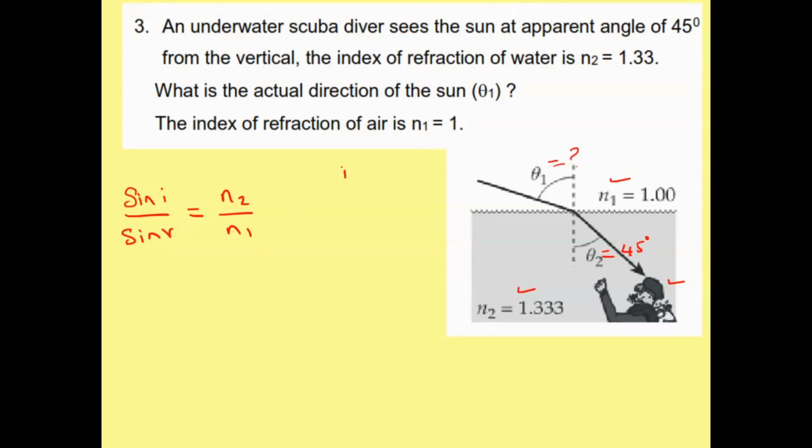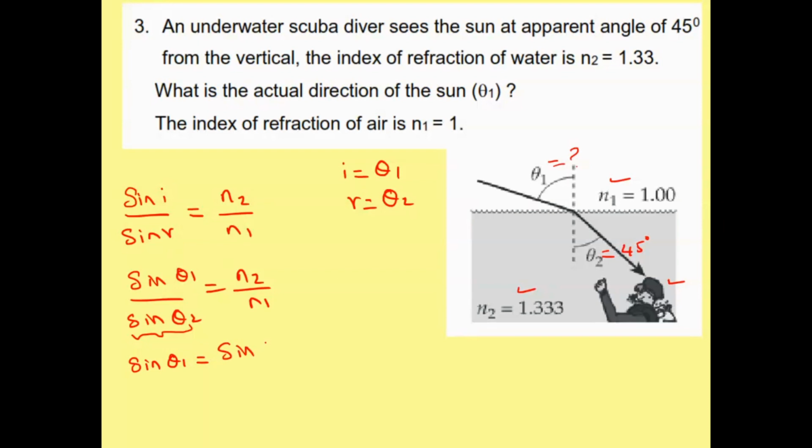Okay, now we are going to use this rule for finding the answer. Let's take I equal to theta 1 and R equal to theta 2. I'm going to substitute these values in this rule. By that, this rule will become sine of theta 1 over sine of theta 2 equal to N2 over N1. We are going to find the value of theta 1, so I'm going to rearrange this equation. I'm going to keep sine theta 1 here and move sine theta 2 to the right hand side of the numerator. By that, this equation will become sine of theta 1 equal to sine of theta 2 multiplied with N2 over N1.